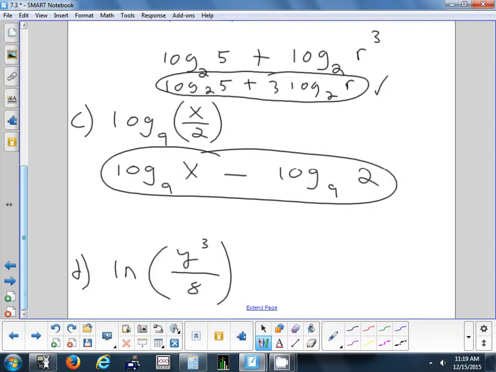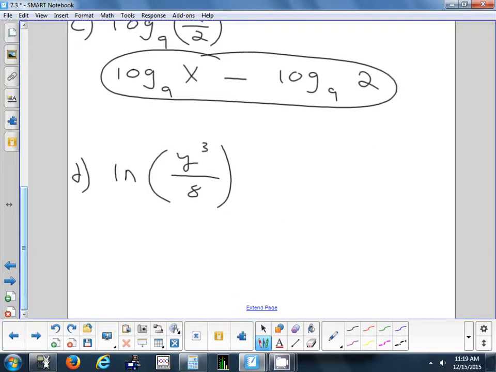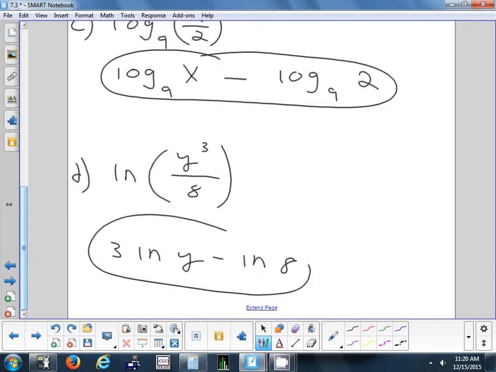Right. And as I said before, it doesn't matter what base you use. Use base 9, base 2, or even what base am I using here? E. Right. You don't have to write it the long way. Just write it out with ln's. Anyone think they can do the whole thing in their head? Tell me the whole final answer. Natalie? Would it be 3 ln of y? Just of y, yep. Minus ln of 8. That's it. So it becomes subtraction because of the division.